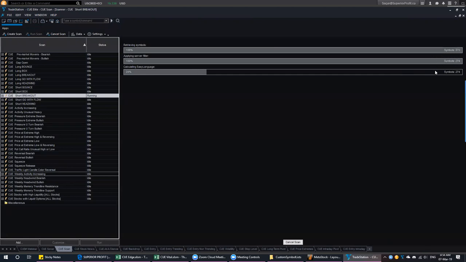This is the technique to change the symbol lists for all the scans in one step. Let it run, then we'll see if we can find some short setup from these stocks.